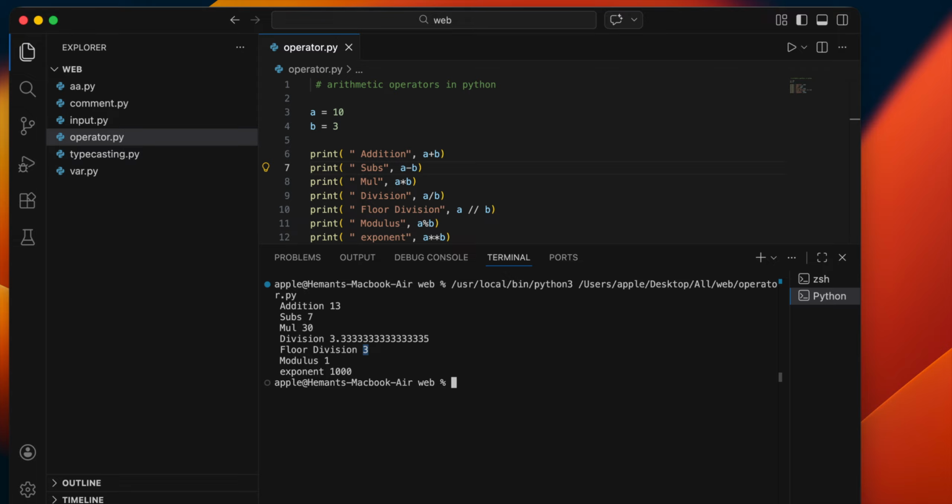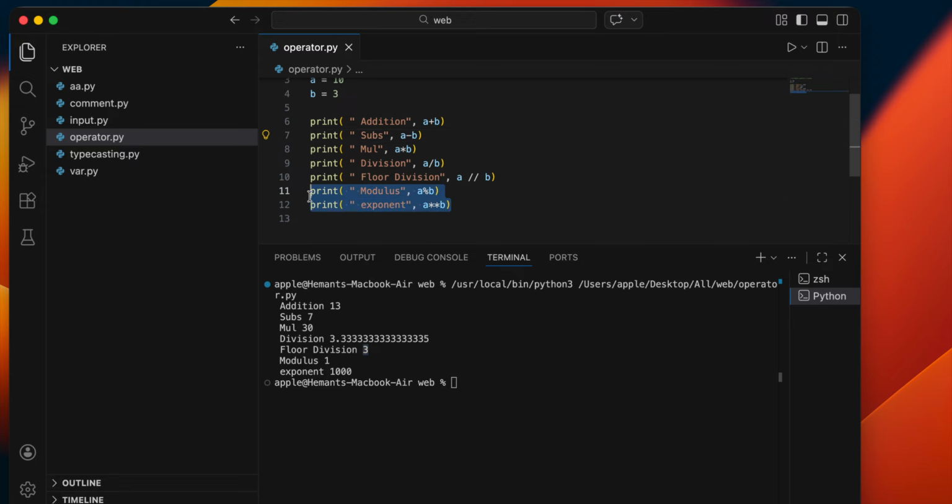The next is the modulus operator. So 10 modulus 3 gives us 1. Why? Because 10 divided by 3 gives us a remainder of 1. This operator is generally useful when we are checking, let's say, even or odd numbers. Exponent is nothing but 10 to the power of 3, which means 10 into 10 into 10, which gives us 1000. So star star is used for powers.